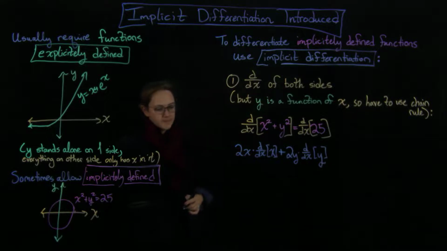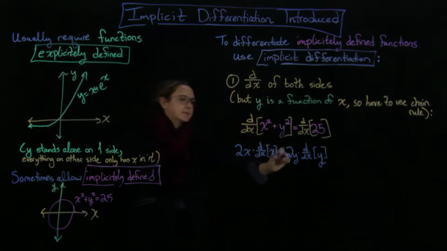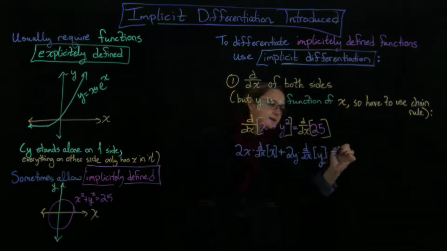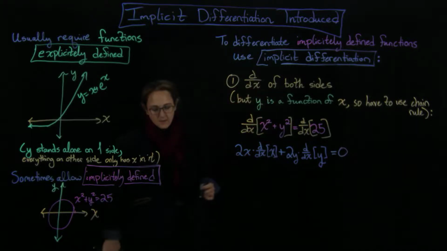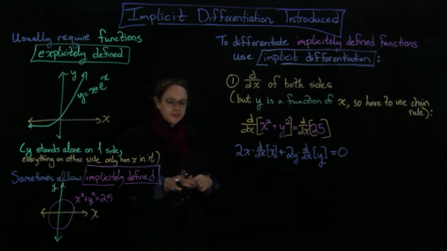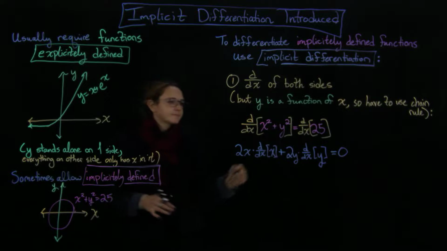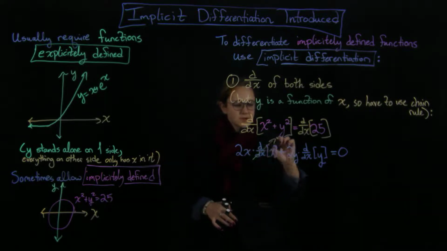Okay. And then on the other side, I just get 0. I'm taking the derivative of a constant, so this is going to equal 0. Okay, and then we do a little bit of being careful here. Right, this is just 1.